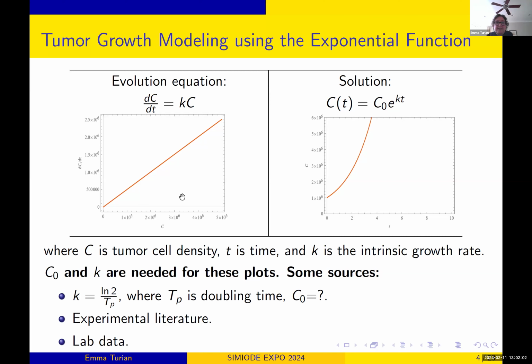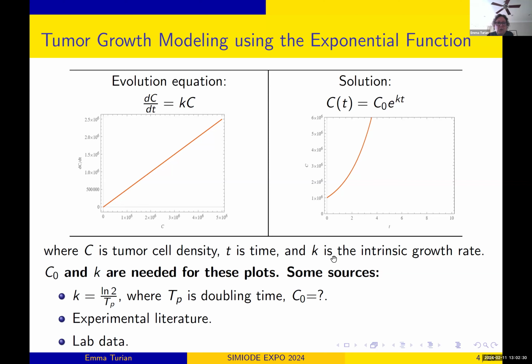So there they can see what's the difference between plotting dC/dt. In here, C is the tumor size. It can be measured as a volume or as a cell density. This rate dC/dt is a function of C. We see that the rate is increasing with C, and the solution, which is obviously exponential.